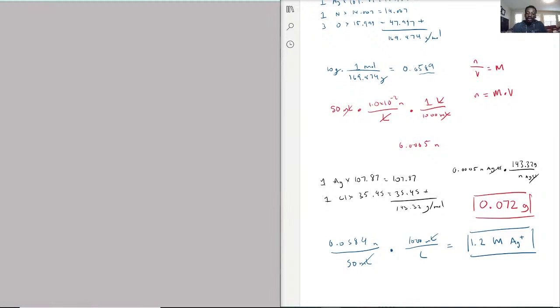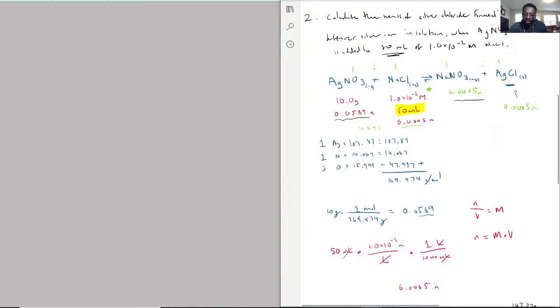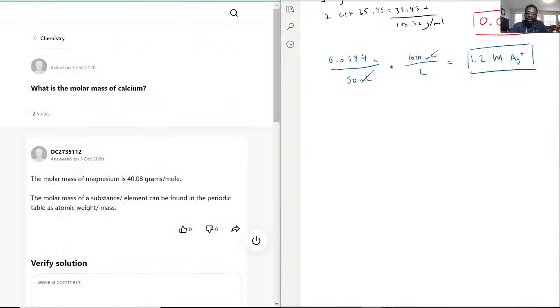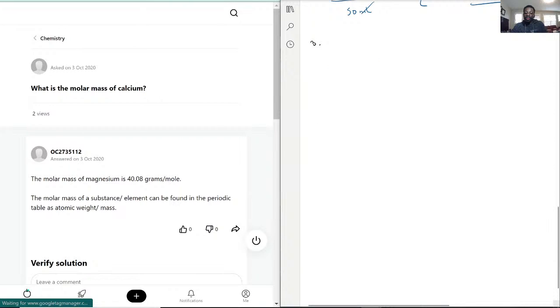Alright, so that was quite a question for number 2. A lot of steps involved, but hopefully you're able to follow along. And now we have something that's quite a bit of a breather, I would say. It's asking us for the molar mass of calcium.